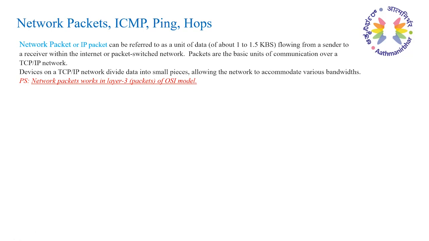This is not actually a mandatory slide. A network packet or an IP packet can be referred to as a unit of data of about 1 to 1.5 kbps flowing from a sender's computer to a receiver's computer. When you give a ping command, you're aware of the ping command, Sri and Asif? Yes, sir. When you give a ping command, it will send about 1 to 1.5 kbps of data from your computer to the destination computer.